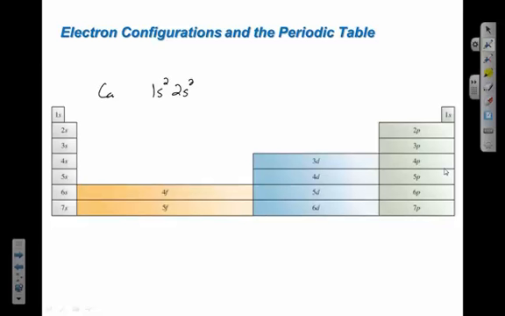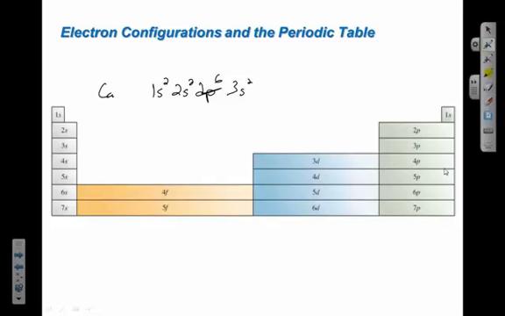Then if I continue, I'm skipping everything, and I go over to the P block. And again, it's the second row down, so now I'm in the 2p. And since there are 1, 2, 3, 4, 5, 6 elements over, I can put up to 6 electrons in the 2p. Once I finish off the 2p, I go down to the next row.